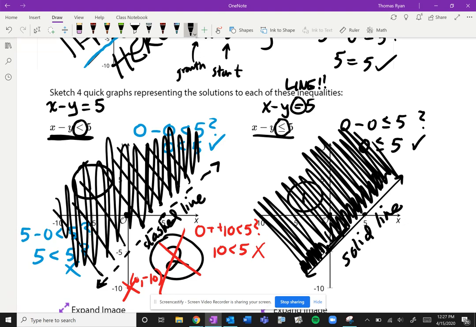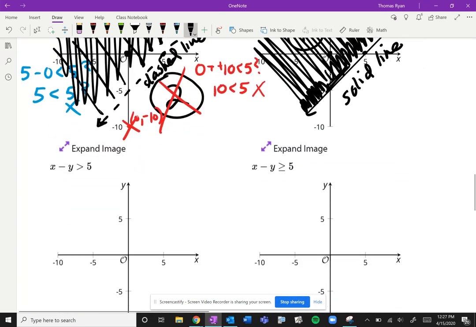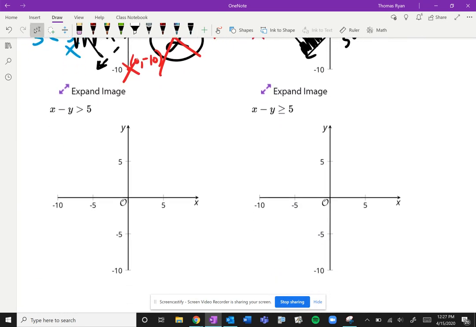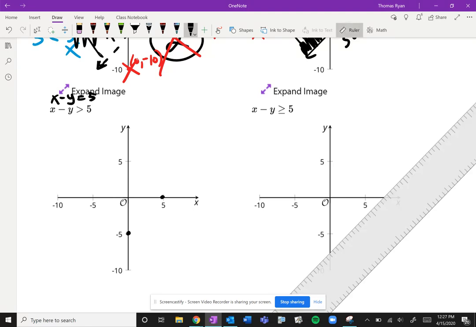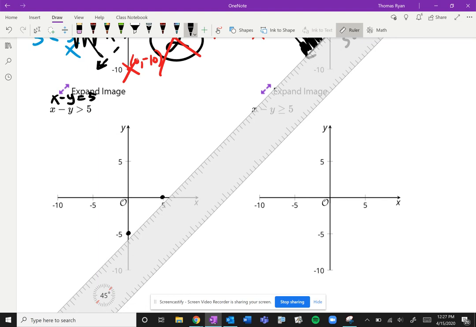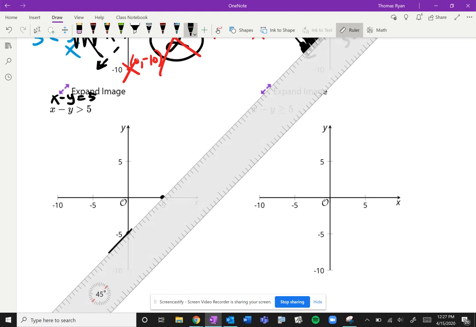Okay, let's keep it rolling. Hopefully we should pick up on a pattern here so that we don't have to do as much together. Okay, here we go. x minus y is greater than 5. So think about the line x minus y equals 5. It exists. We know where that line exists, and I'm just using that from the example above.